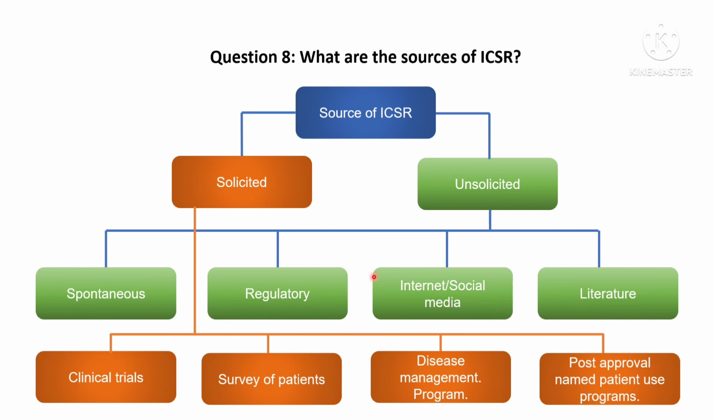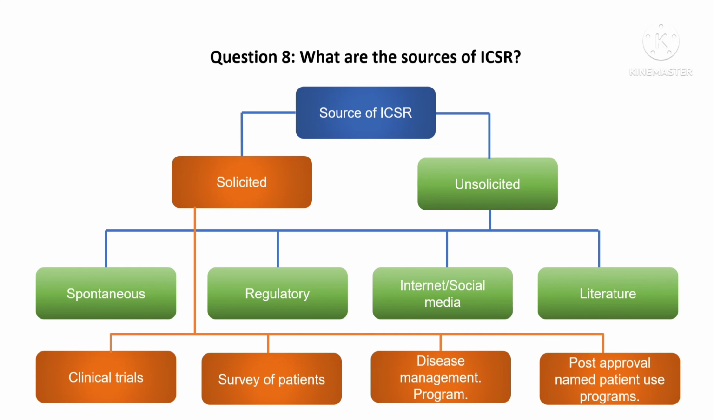But in active PV, meaning solicited, adverse events are being collected proactively. Clinical trials are being conducted with a well designed protocol. Survey is a proactive activity. Disease management program, the name itself indicates it is a program. So this slide is very important. Please learn it. It will help you a lot.